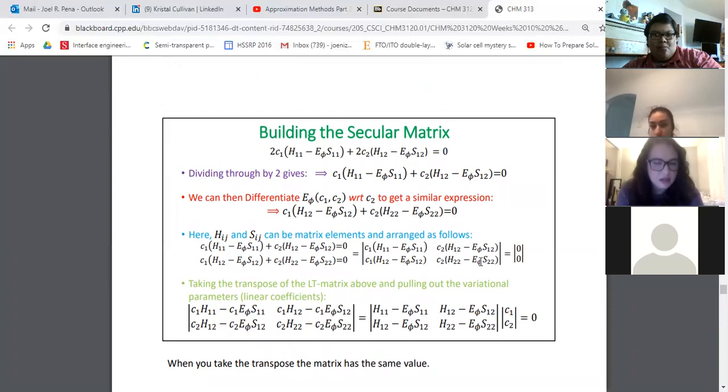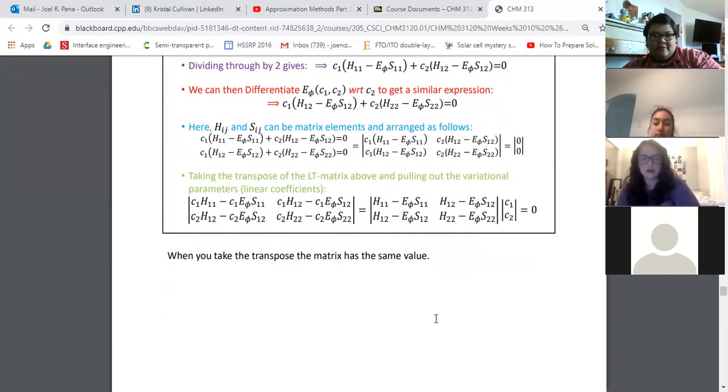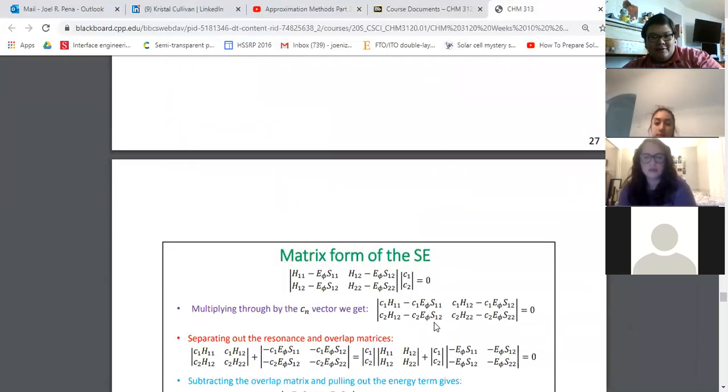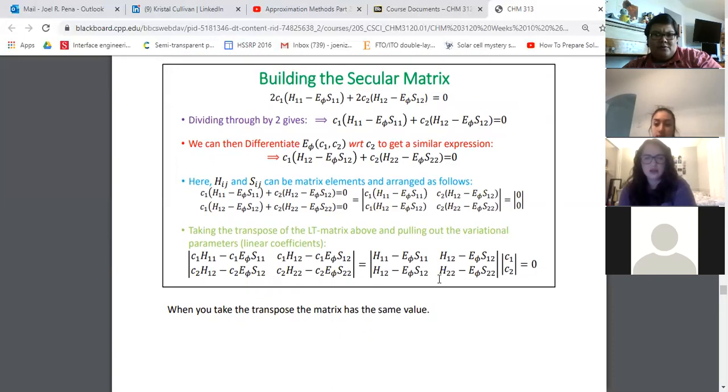I get transposing, but I don't get why you do it. Why did he have to do it here? Yeah, he didn't explain that. This is the only thing he says: when you transpose the matrix, it has the same value. The same value as what? I haven't looked at this at all, but because they all equal 0, why does it matter?